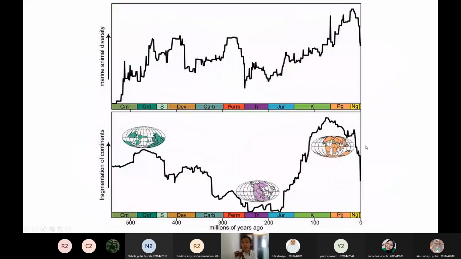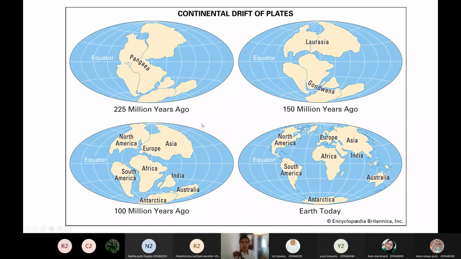And here is the data showing how the fragmentation of continents happened. This is the fragmentation from a single piece of land, which then fragmented into about three pieces, and then into more and more diverse pieces, including Indonesia, where we are composed of many small pieces, called small islands.